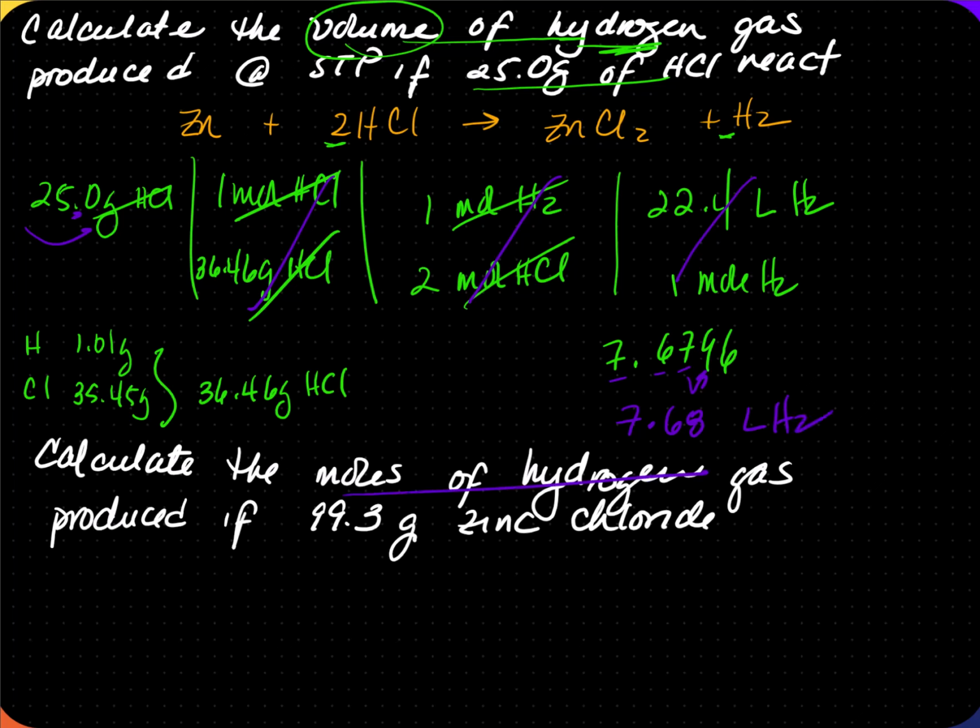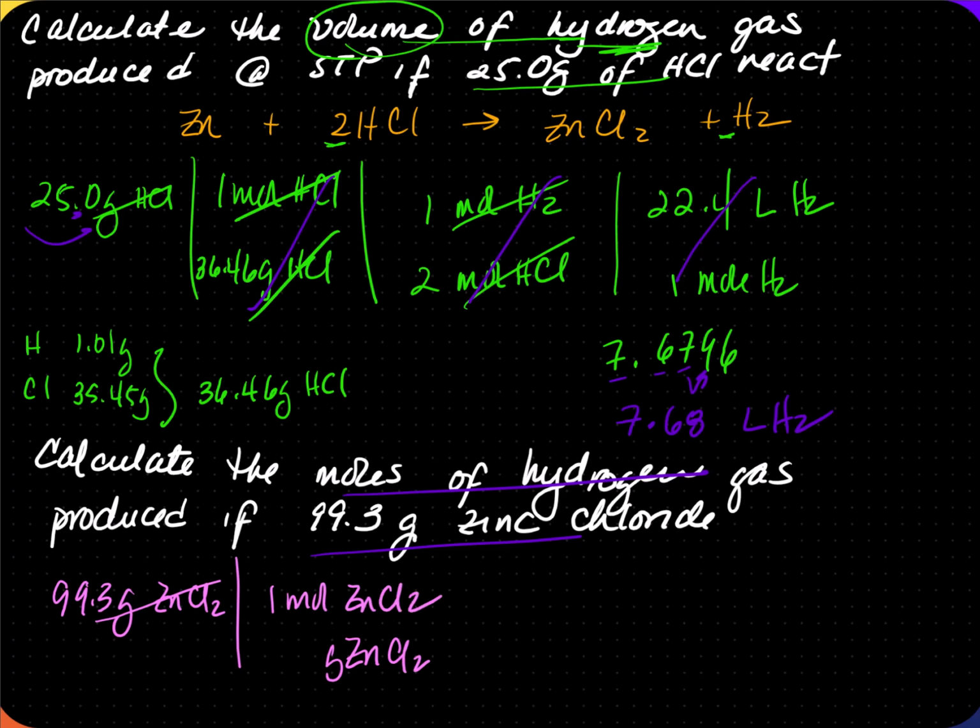Calculate the moles of hydrogen gas when we have 99.3 grams of zinc chloride. And again, we are going to start with what's given, 99.3 grams of zinc chloride. Diagonals have to be the same, grams of zinc chloride, grams of zinc chloride. This is equal to 1 mole of zinc chloride because this is molar mass. We know that the mass of zinc chloride is 136.29 because we added this up earlier above.